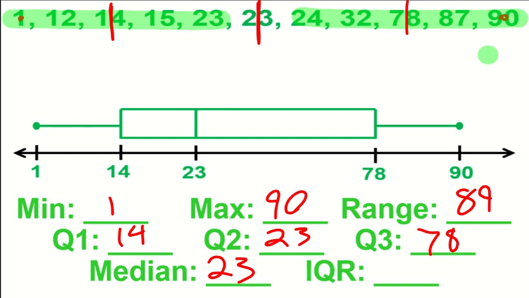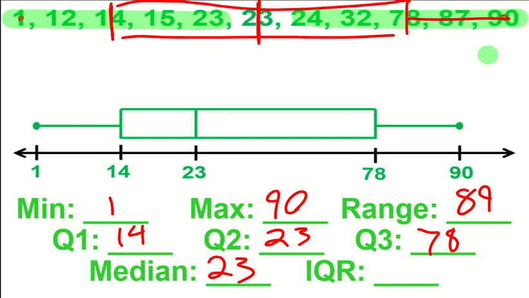Y'all, you realize how I drew this up here? Oh my goodness, look at that. That's how it kind of fits, okay? So my box plot up here, everything was spaced out evenly. All those sections look exactly the same, don't they? The reason they don't when you graph it, if we're going here, 1 to 14 is only a distance of 13, right? But 23 to 78, that's a distance of 55. That's why that space looks longer on the actual box plot.